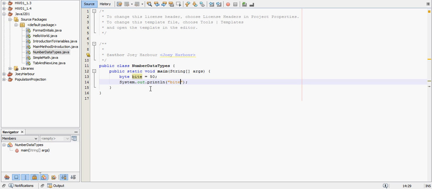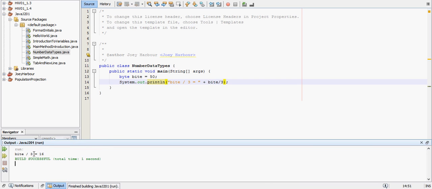Let's say byte divided by 50, and then we're going to print out, let's divide it by 3 instead. I'll divide all this stuff by 3. So then I would do byte divided by 3. I'm not getting an error statement here, but you notice 3 will not go into 50 evenly. It's just going to forget about that decimal. So I'm going to run this program. Byte divided by 3 equals 16. That's what I'm getting right here.